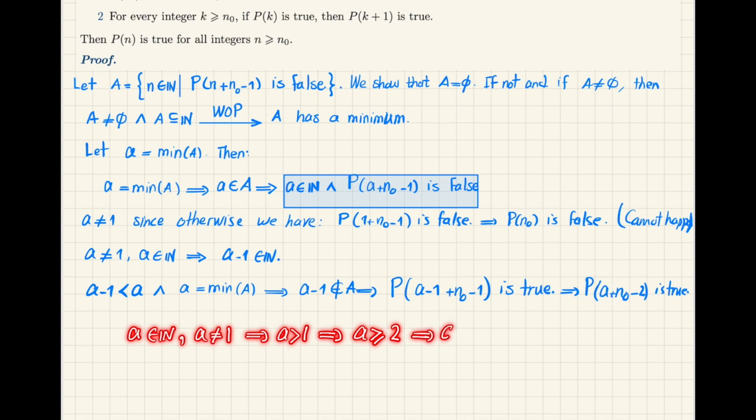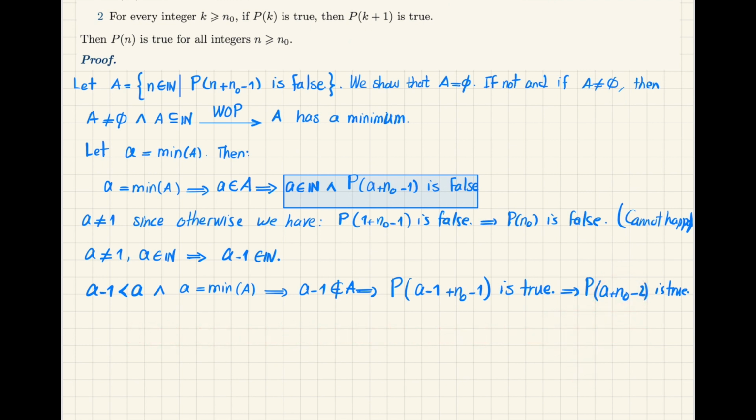so this means that a minus 2 is greater than or equal to 0, so if I add n node to it, it becomes a plus n node minus 2 is greater than or equal to n node. Yes? So this number that you see here is greater than or equal to n node. Yes? On the other hand, this is an integer. Yes? Because a is a natural number, n node is an integer, 2 is also an integer. So this combination is definitely an integer on the one hand. On the other hand, I showed that this is greater than or equal to n node.